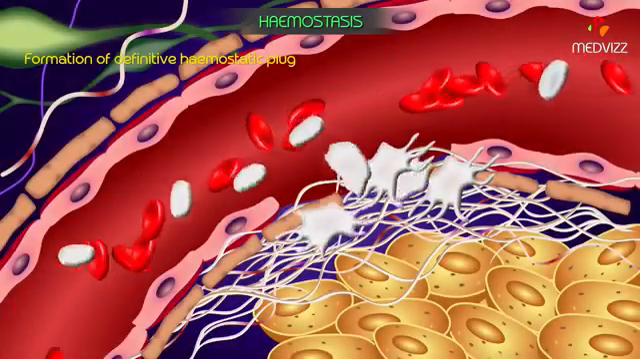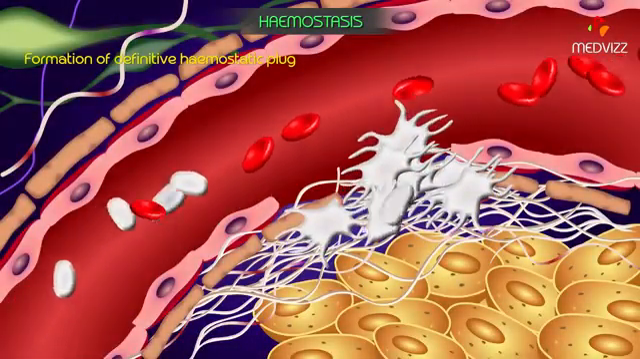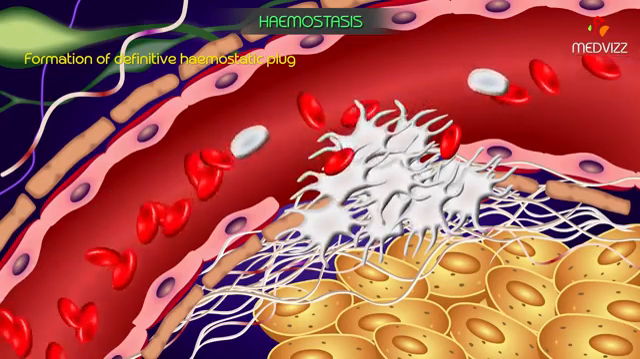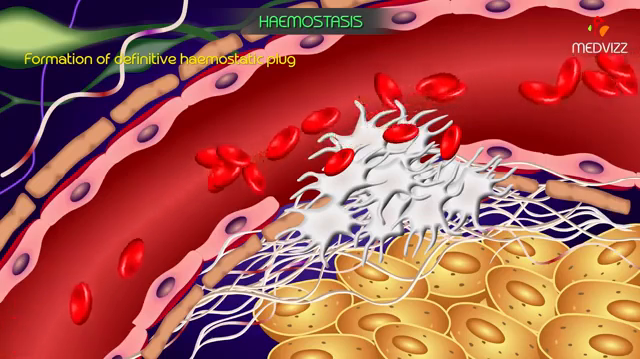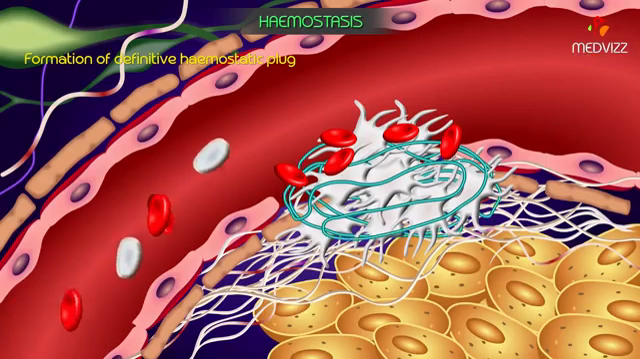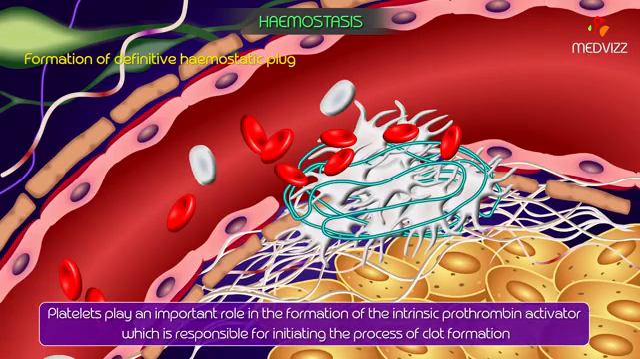Formation of definitive hemostatic plug. The temporary platelet plug is converted into the definitive hemostatic plug by the process of clot formation, which involves a complex series of events. Platelets play an important role in the formation of the intrinsic prothrombin activator, which is responsible for initiating the process of clot formation.